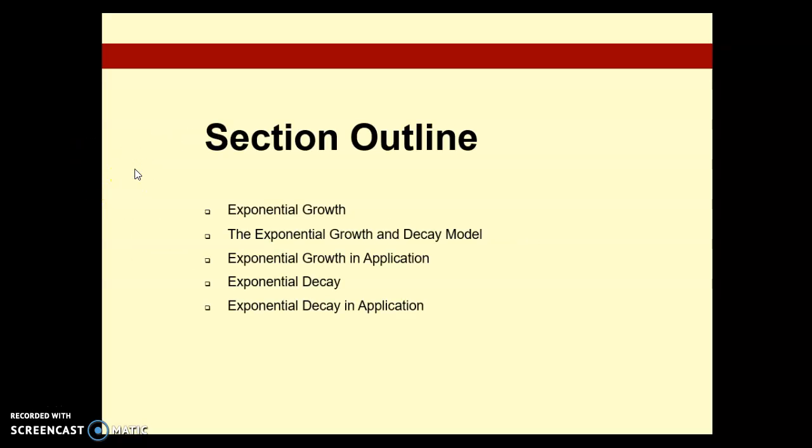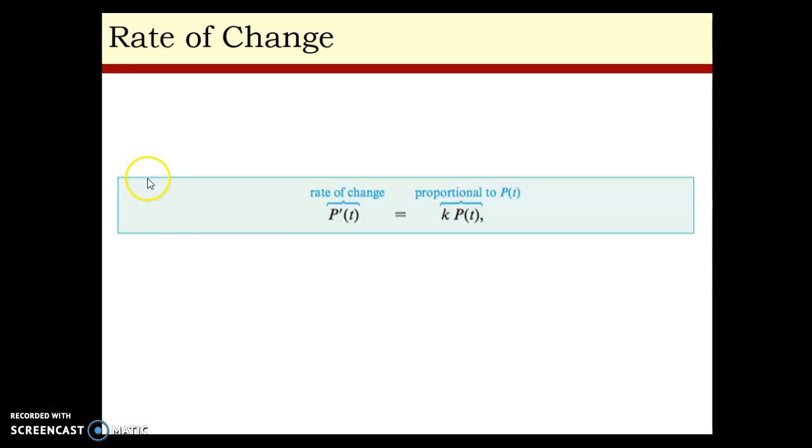For this model, we're going to be looking at the rate of change. The rate of change is very important to evaluate because it will tell us a lot about how it's proportionate to the rate of time. So when we look at the rate of change, it's denoted as this. It's proportional to this right here.